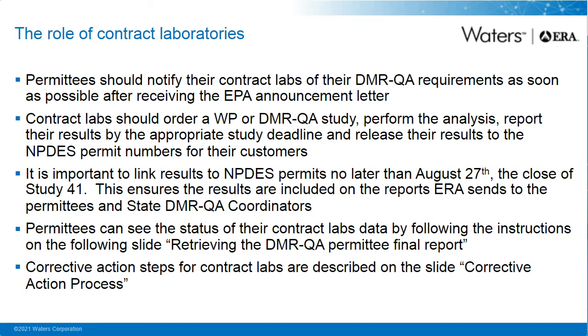Very important to link results to permits no later than August 27th, the close of Study 41. This ensures the results are included on the reports the DRA sends to permittees and to state coordinators. Permittees can see the status of their contract labs' data as described on the following slide. Corrective action for contract labs is also covered in a few minutes.